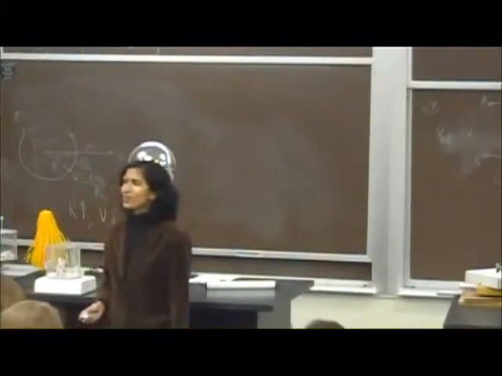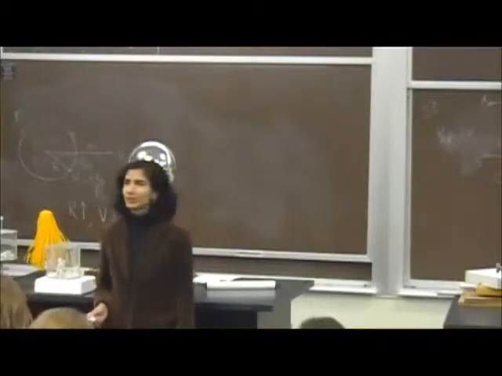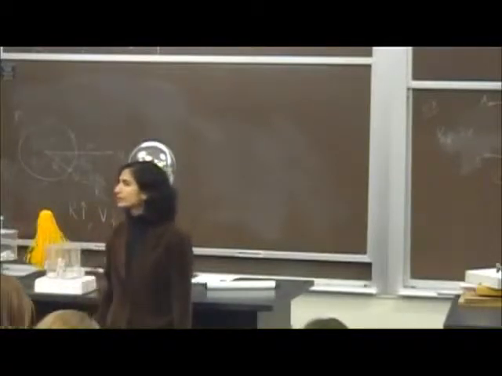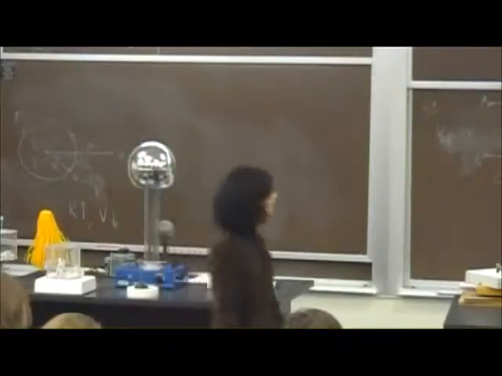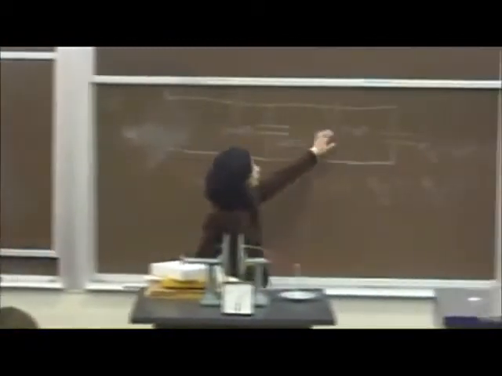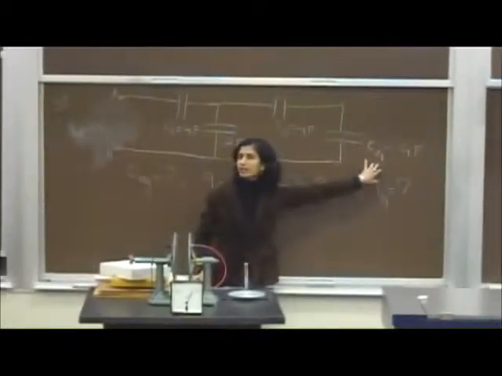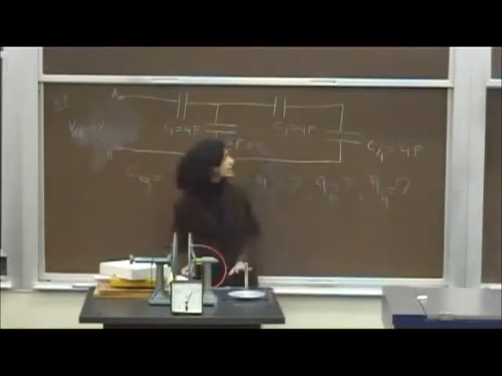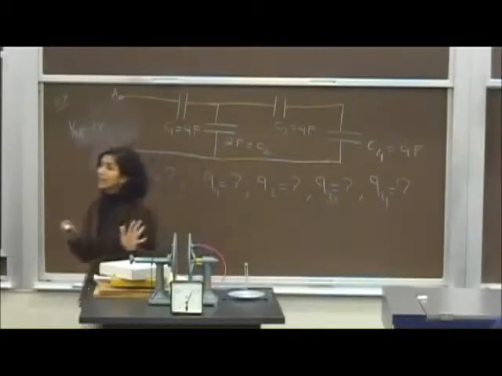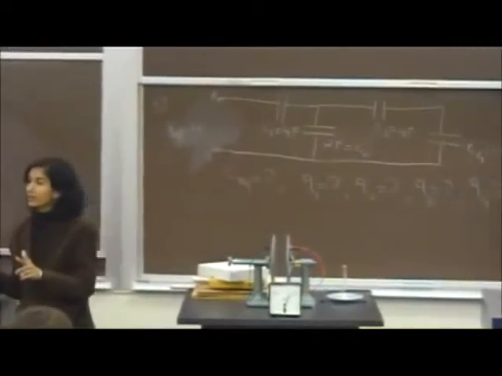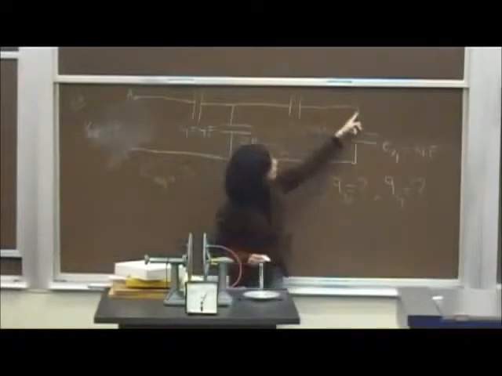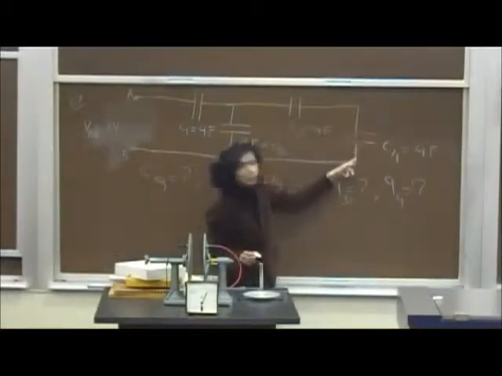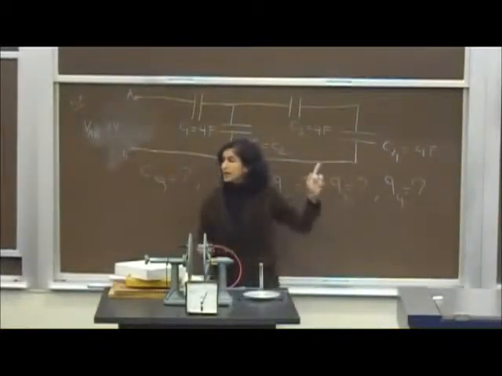Anybody has any thoughts on what should be the first thing we should do? Go ahead, please. We should combine C3 and C4. So you're saying the best thing would be to first find C equivalent, right? Yeah. Okay, that's a good idea. And you're saying we should first combine C3 and C4? How many people agree with her? Okay, C3 and C4 are definitely clear cut, and they are definitely in series or parallel? Series. Do you see that there is no junction between C3 and C4? There's just one wire. So C3 and C4 are in series.